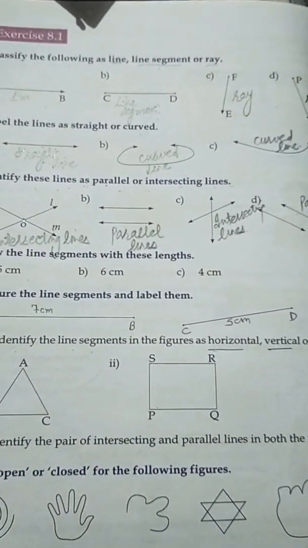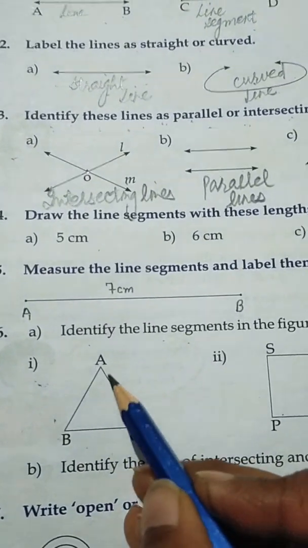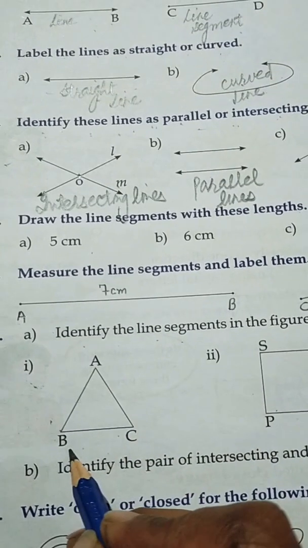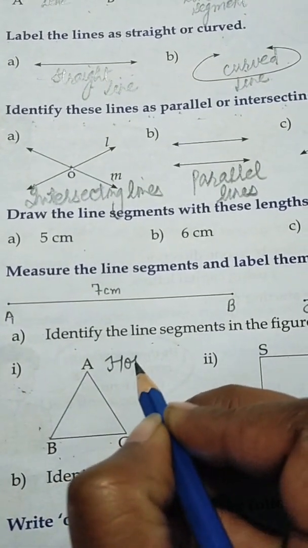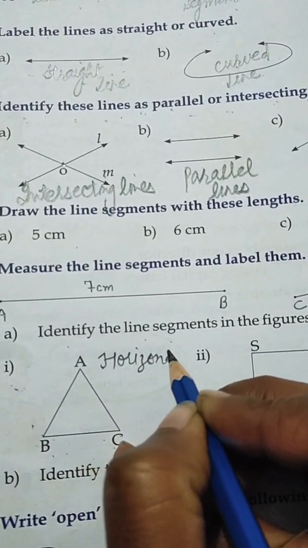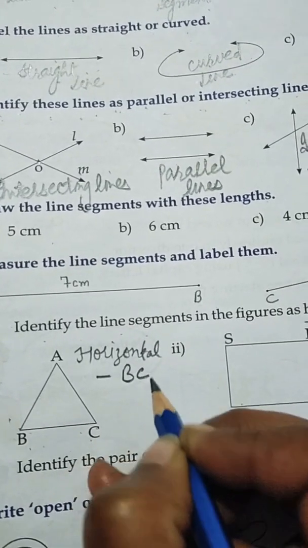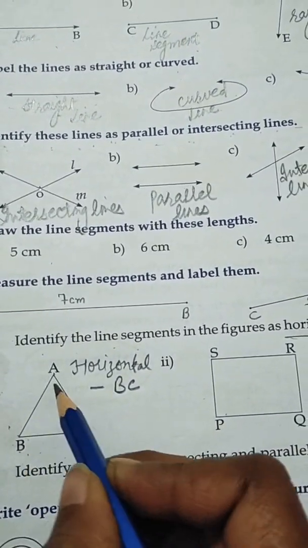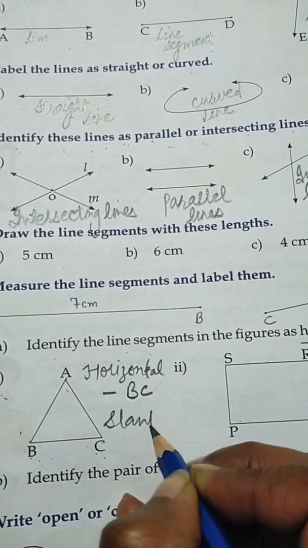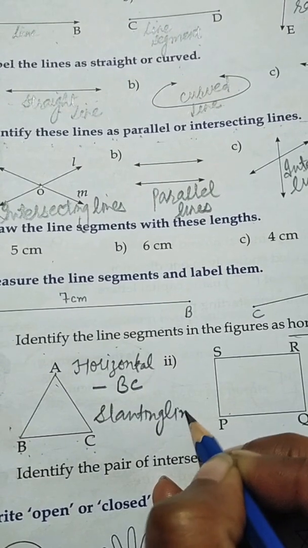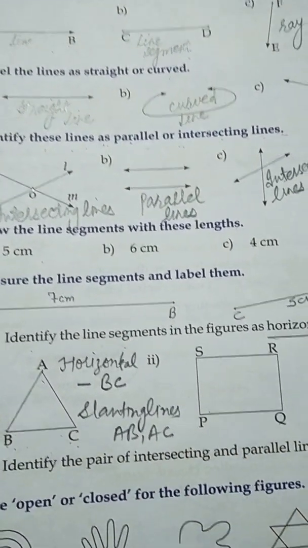tell what are the horizontal, vertical or slanting lines. Yes, here in this diagram, the BC line is the horizontal line. Yes, horizontal line, that is BC. And AB and AC, these both are slanting lines. AB and AC. Yes, we will write this in the notebook.